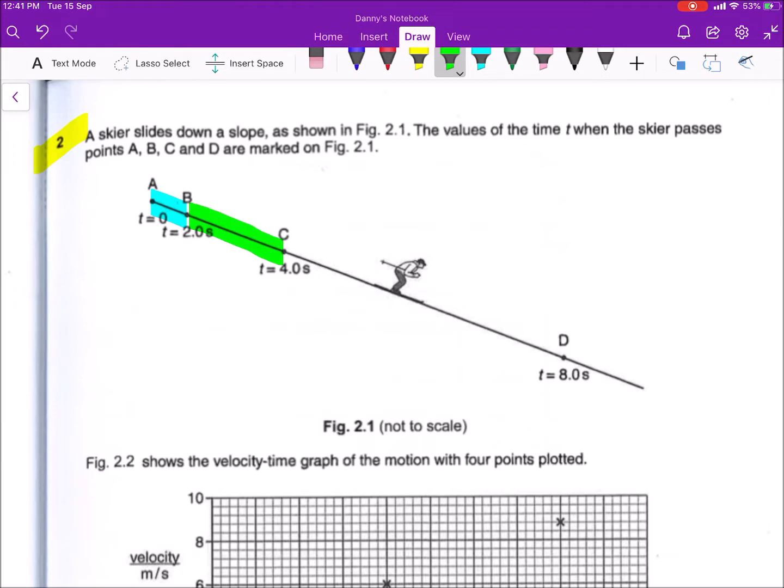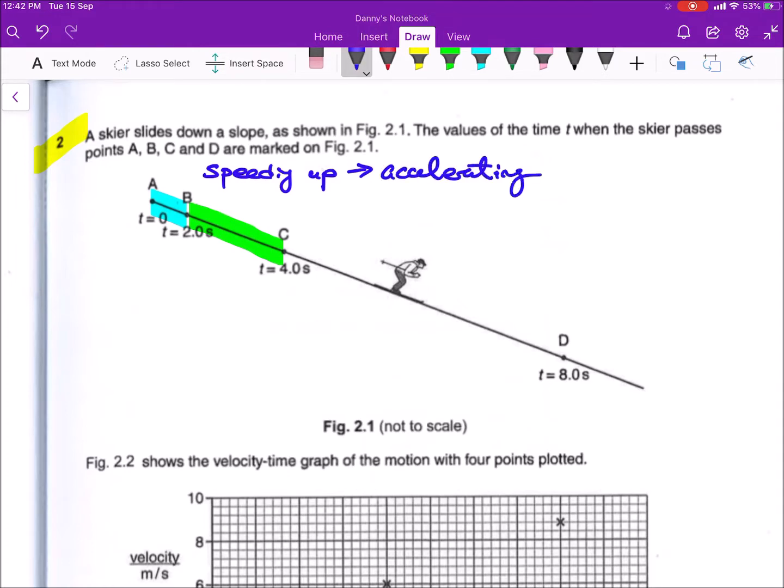In the first 2 seconds, a short distance traveled. The next 2 seconds, a much larger distance traveled. What can you say about the speed between AB and the speed between BC? Yeah, you can see that because of the larger distance, you can conclude that your skier is actually speeding up. Okay, so when we say speeding up, the technical term in physics is acceleration, right?